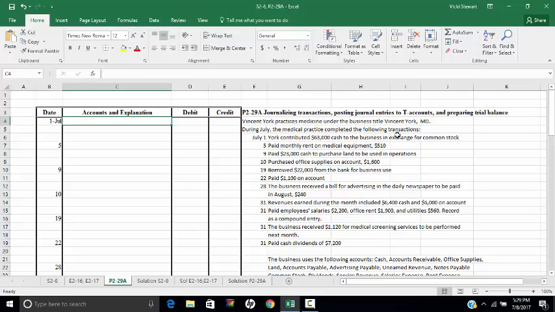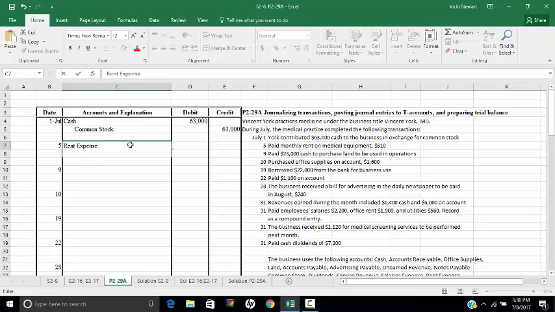So on July 1st, York contributed $63,000 cash to the business in exchange for common stock. To make this entry, we will debit cash for $63,000 and credit common stock for the same amount. The next entry says that we paid monthly rent on medical equipment, $510. So we're going to debit rent expense for the $510, and we paid that amount, so we're going to credit cash for that same amount.